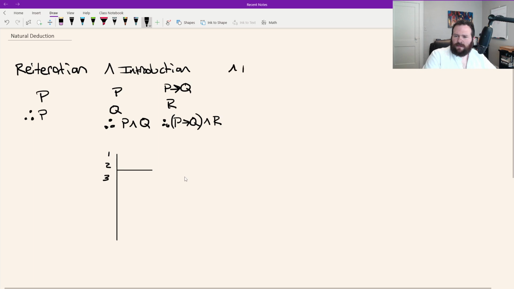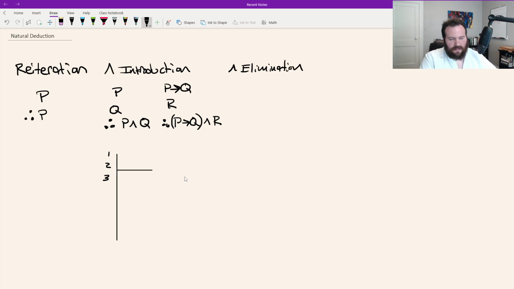Conjunction elimination. Conjunction elimination says that if you have a conjunction, you can break it apart. So if I know that P and Q is true, well, I know that P is true too, right? So you are eliminating the conjunction symbol.